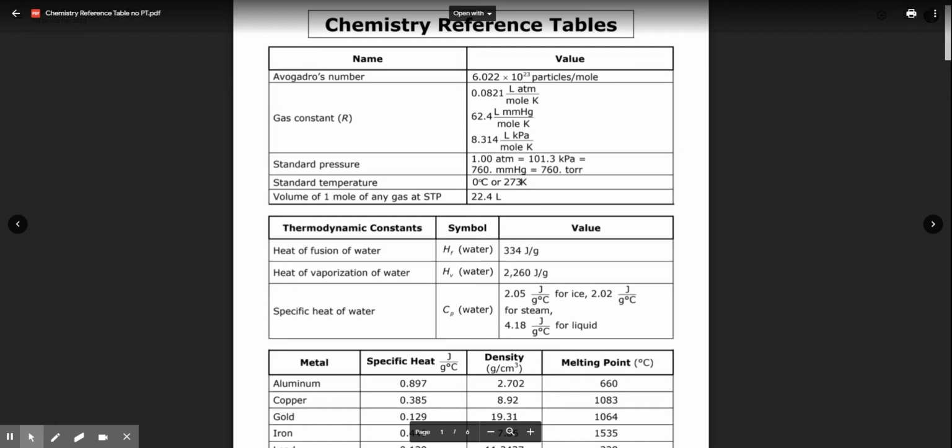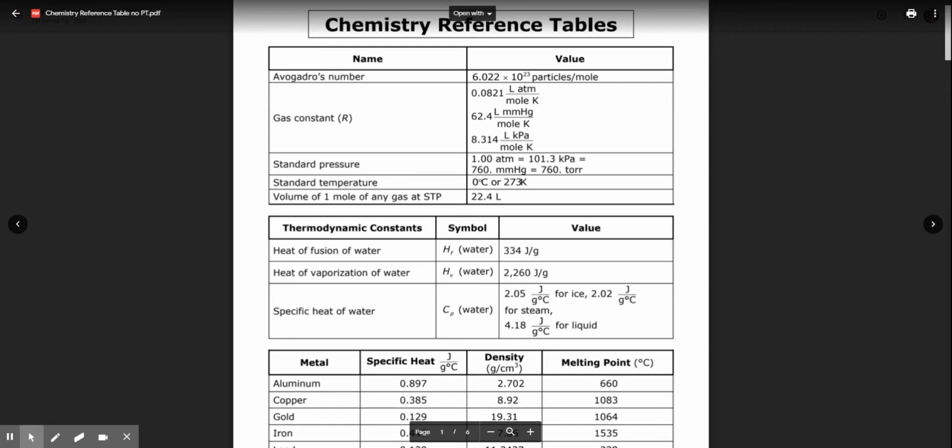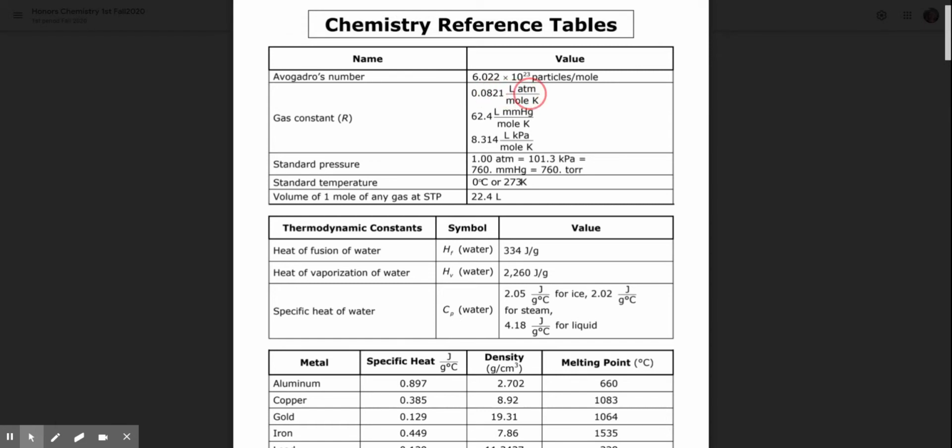So if you see atoms or molecules that you're going to have to calculate from grams or from moles, you're going to have to use Avogadro's number. The next thing we have is the gas constant R. There are 3 different values because it's been converted depending on your pressure units. If you have your pressure in atmospheres, you're going to need to use this value of R. If your pressure is in millimeters of mercury or torr, this is your value of R.